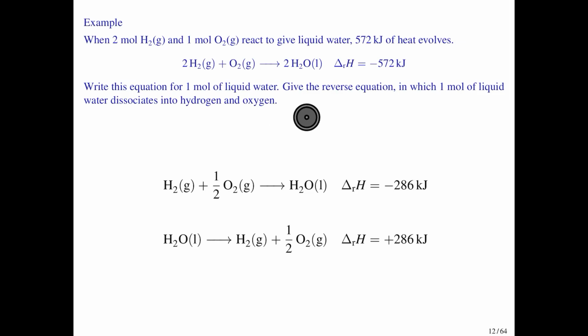In the follow-up, what they want us to do is to take this second equation that we have on the slide, and they want us to turn it around and show the dissociation of water. So we turn the chemical equation around. What do we do with delta H? We change its sign. So if a reaction is exothermic in one direction, like this one, it will be endothermic in the opposite direction.